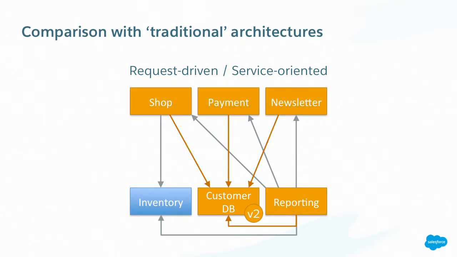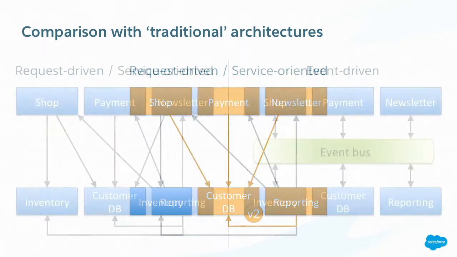And in turn, I'll need to update all of these services because they're tightly coupled. So that's the problem with request-driven or service-oriented architecture. With event-driven architecture, we no longer have this problem.